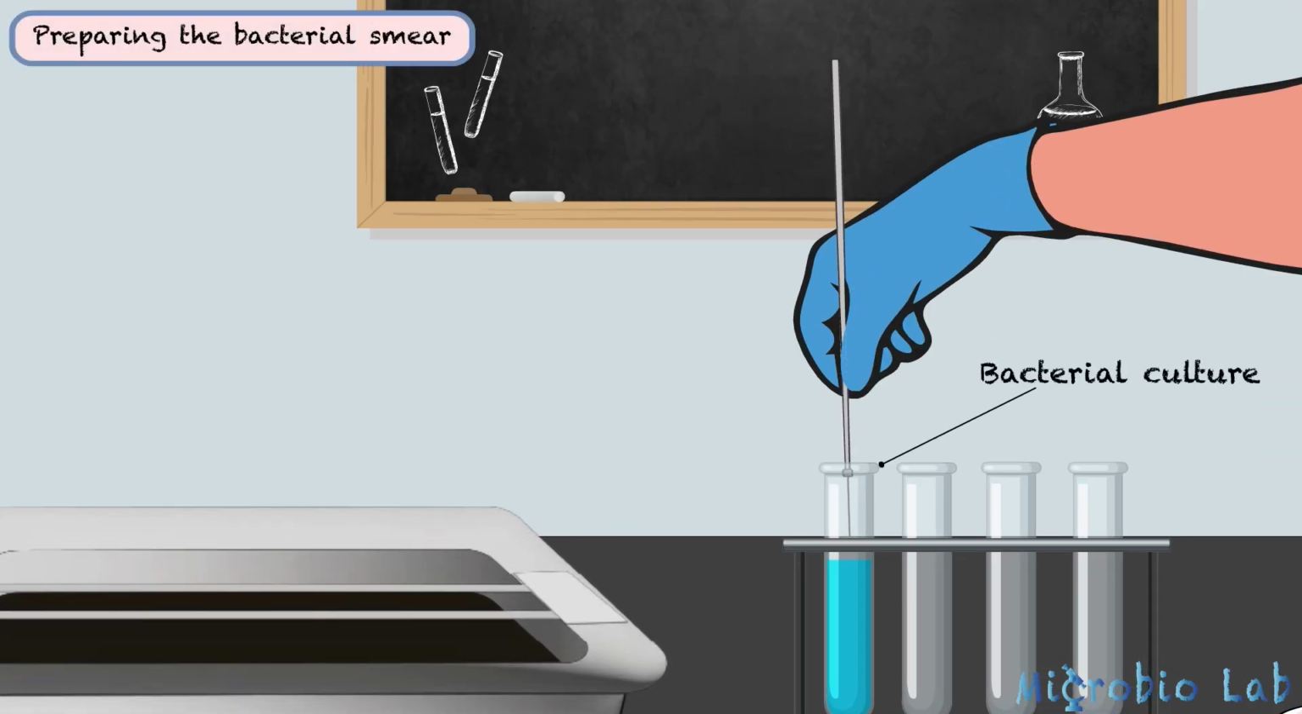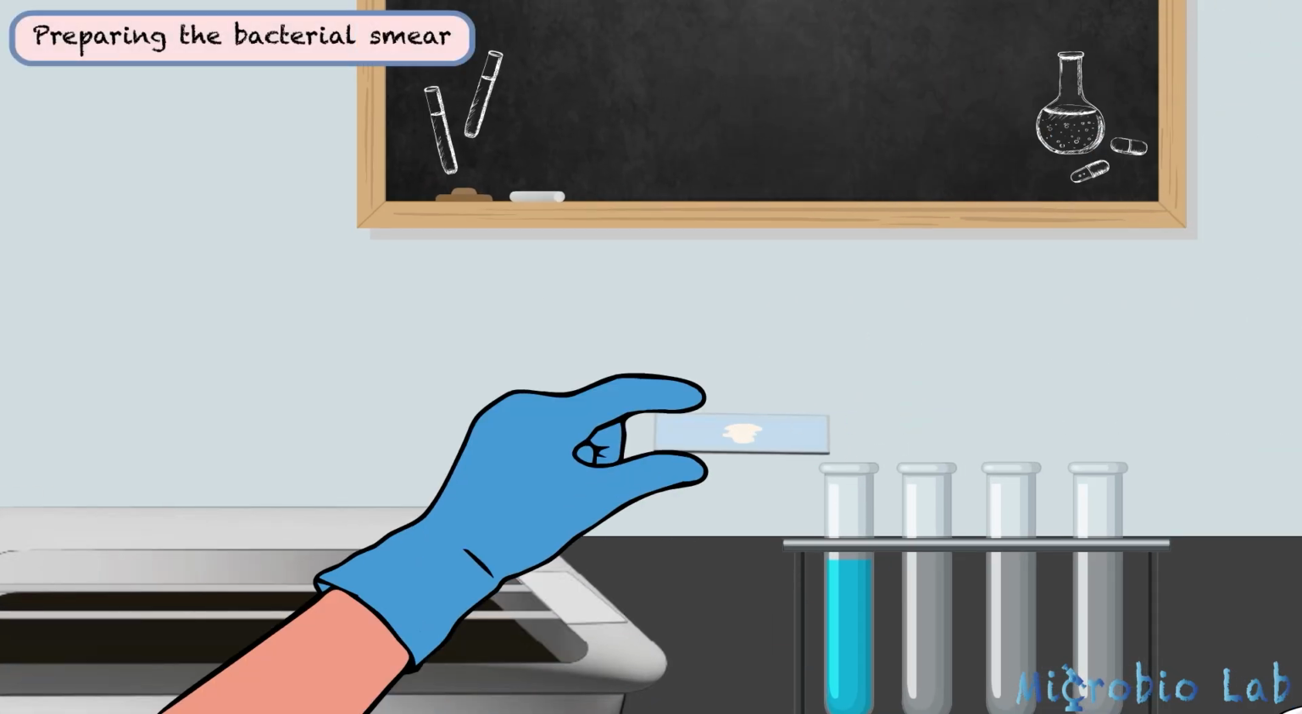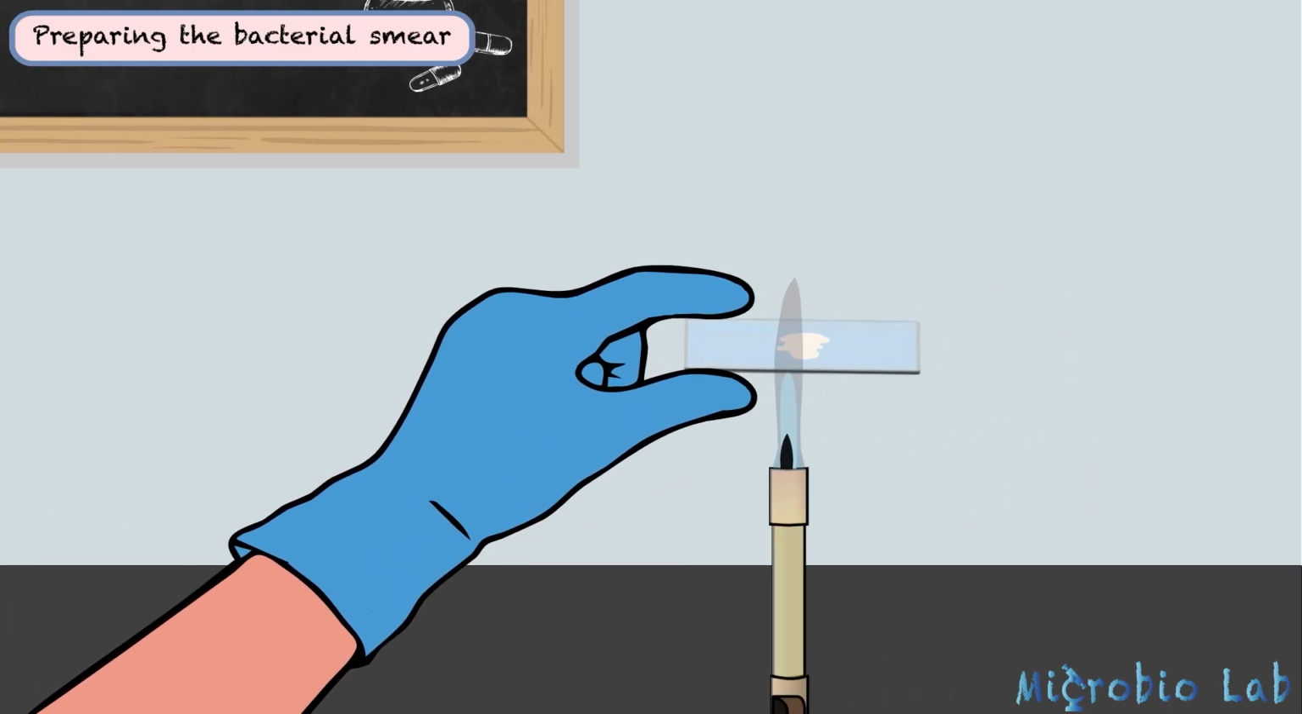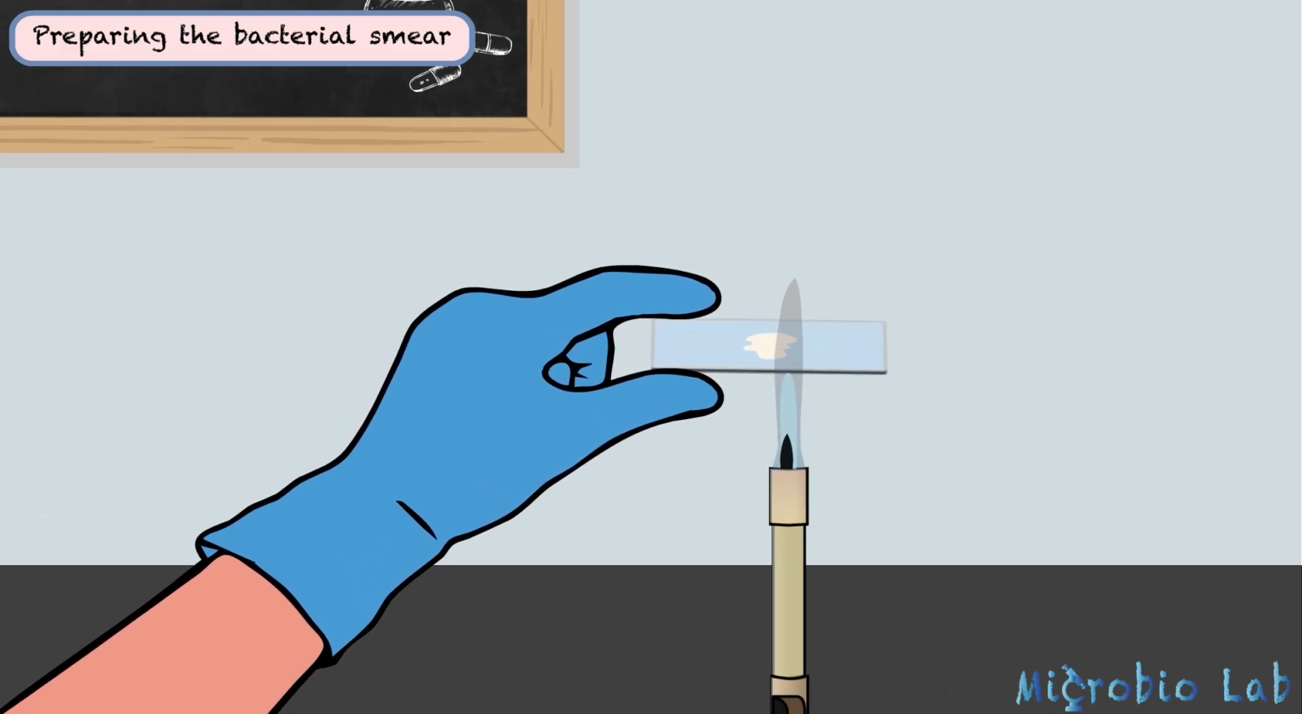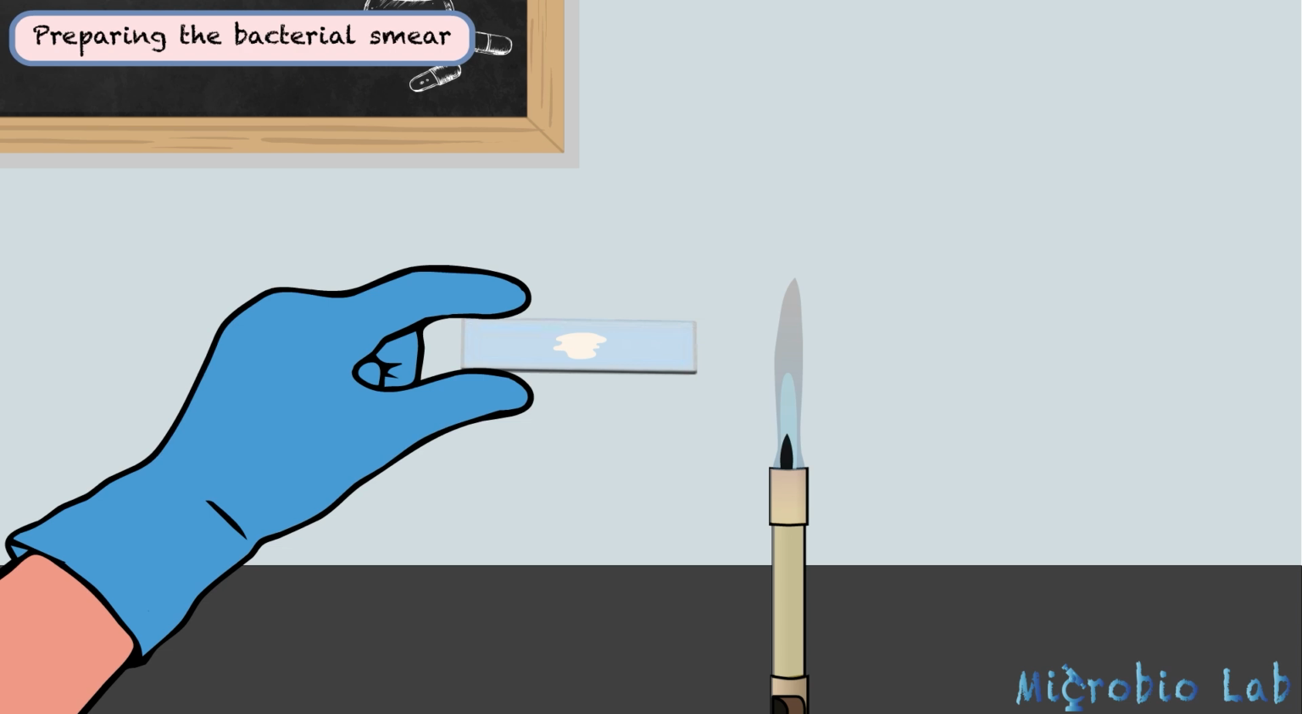First, prepare a bacterial smear on a clean glass slide. Allow it to air dry and then heat fix by passing it through a flame. This step ensures the bacteria adhere to the slide and are killed.